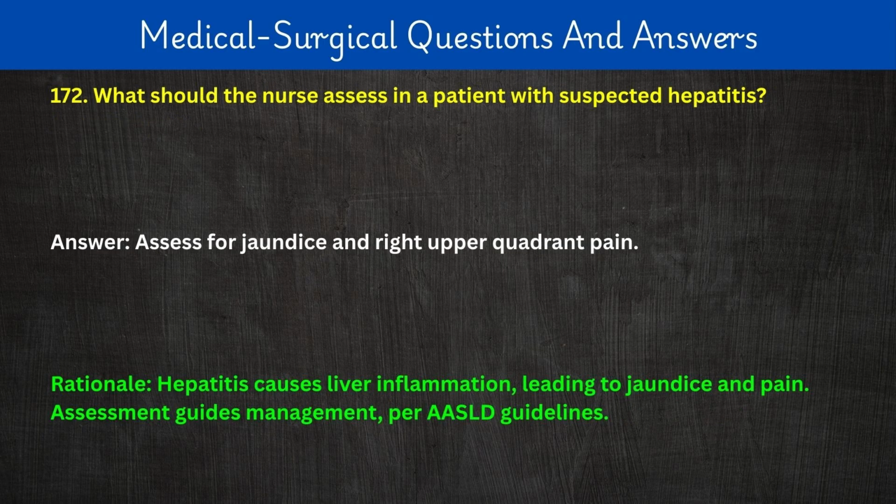172. What should the nurse assess in a patient with suspected hepatitis? Answer: assess for jaundice and right upper quadrant pain. Rationale: hepatitis causes liver inflammation, leading to jaundice and pain. Assessment guides management, per AASLD guidelines.